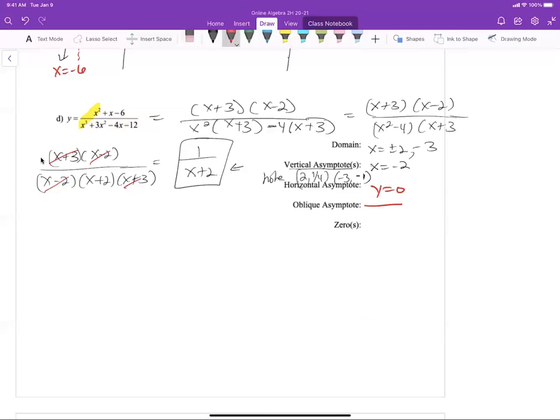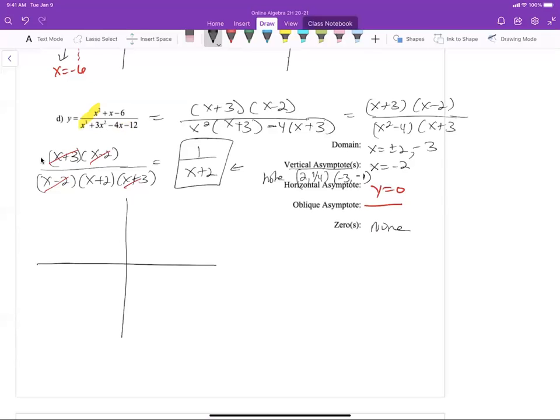Zeros, well, what values of x make my numerator 0? That would be -3 and +2, except that neither one of those is in the domain. So it is not possible to have a 0 if the value is not in the domain. Therefore, this would be none. Now, what we need to do in order to graph.